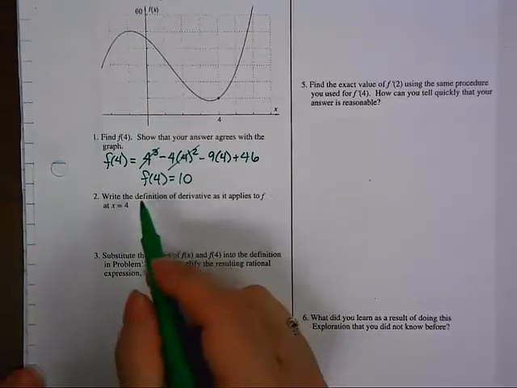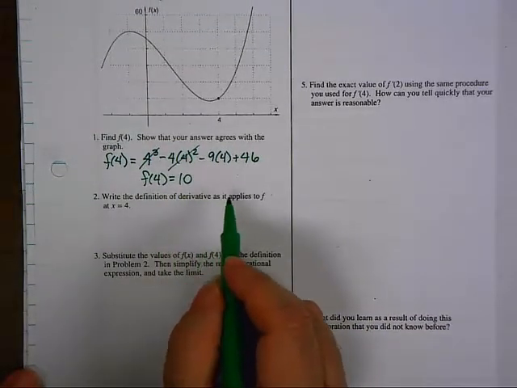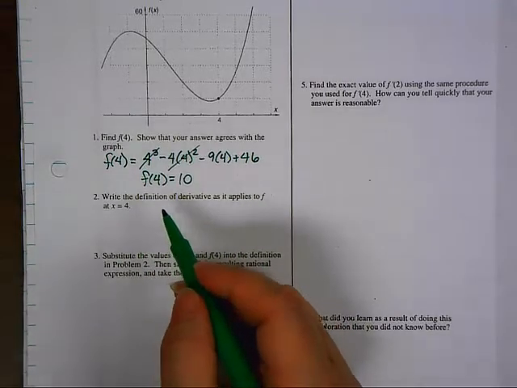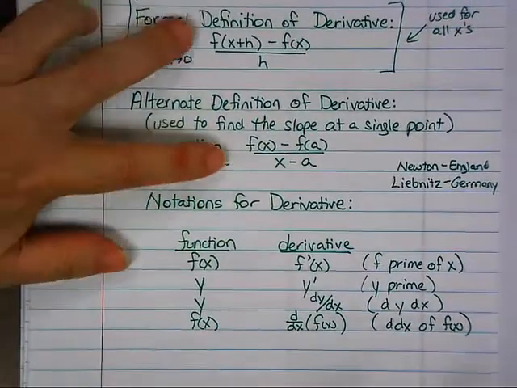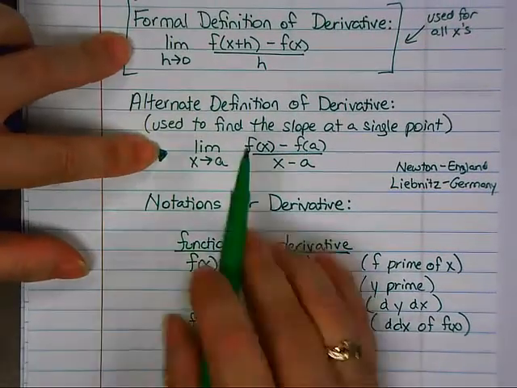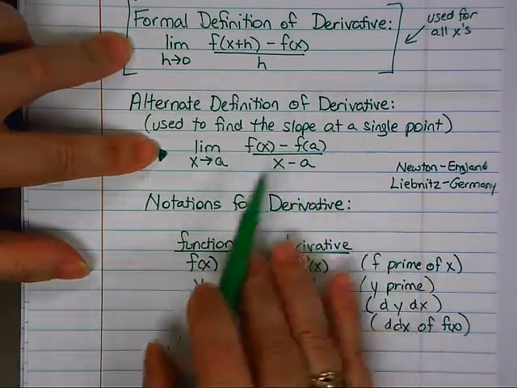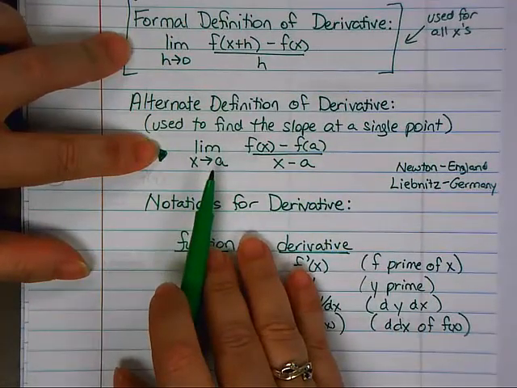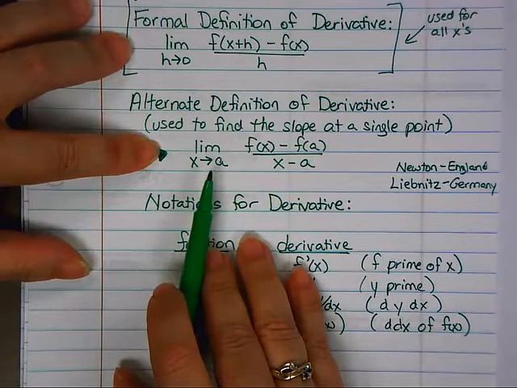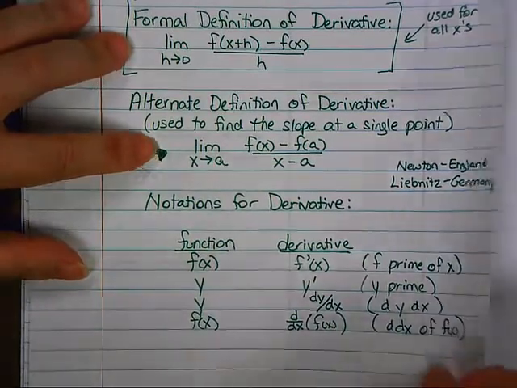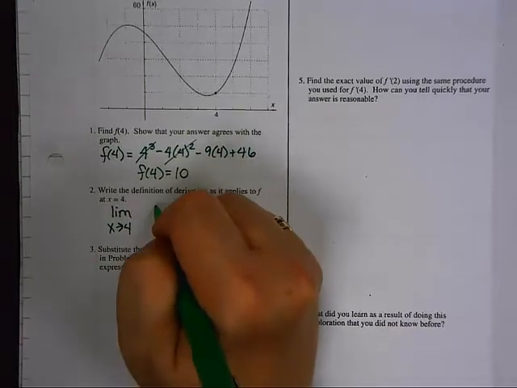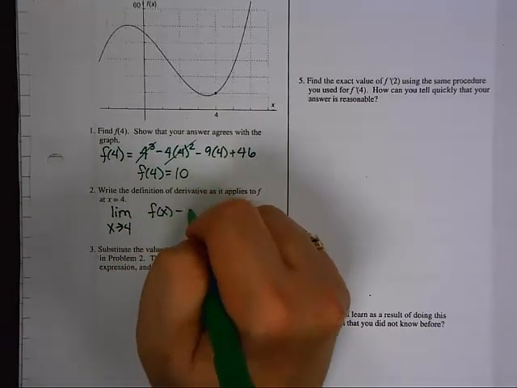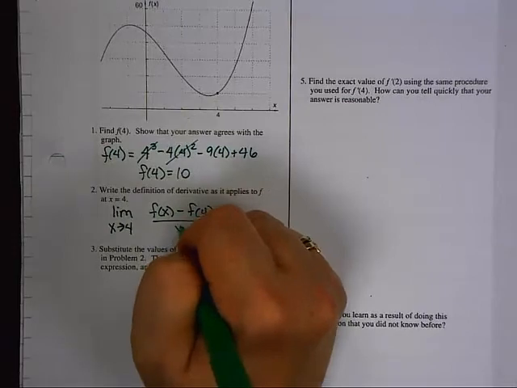Number 2, write the definition of derivative as it applies to f at x equals 4. So, which of the two formulas that we wrote down do you use? The second one, because it's at a single point. So, as you write it down, I want you to change the a's to 4's. Okay? So write this down, changing the a's to 4's. So it will be limit as x approaches 4 of f of x minus f of 4 over x minus 4.